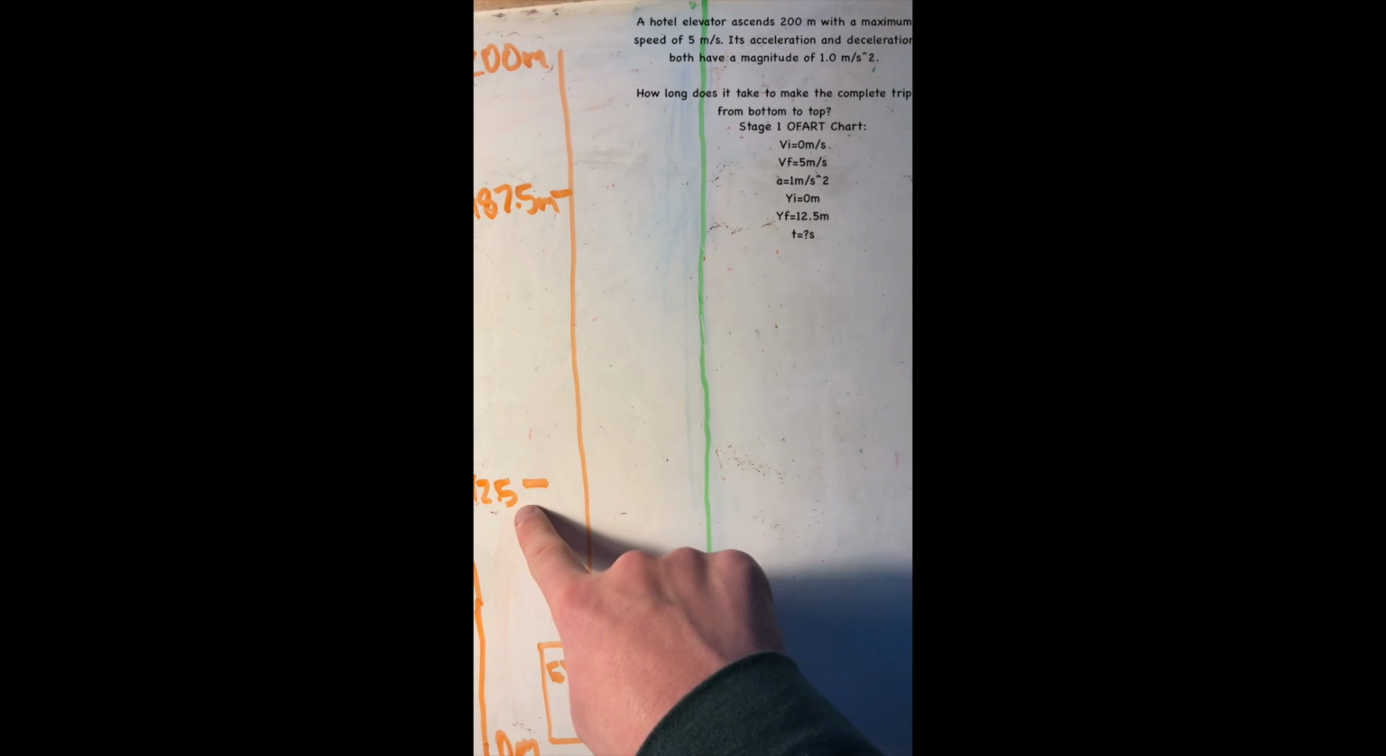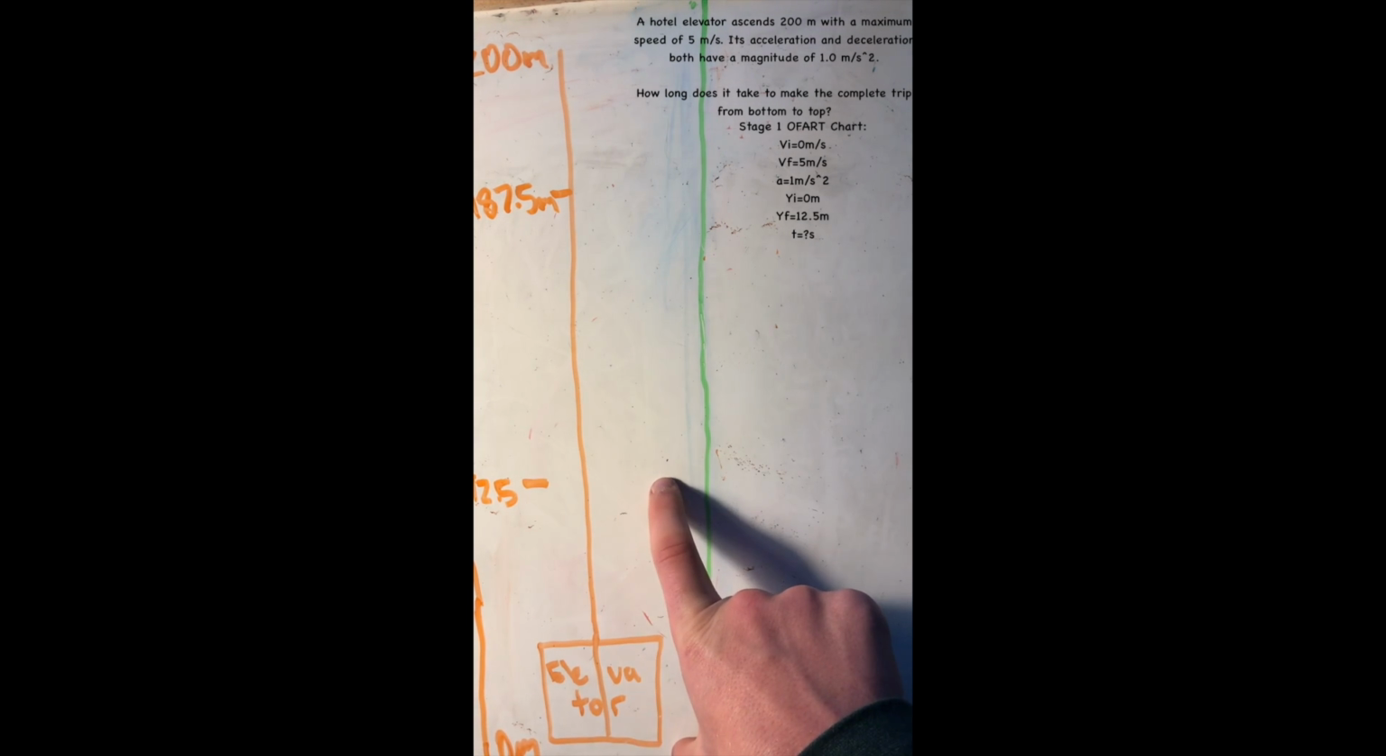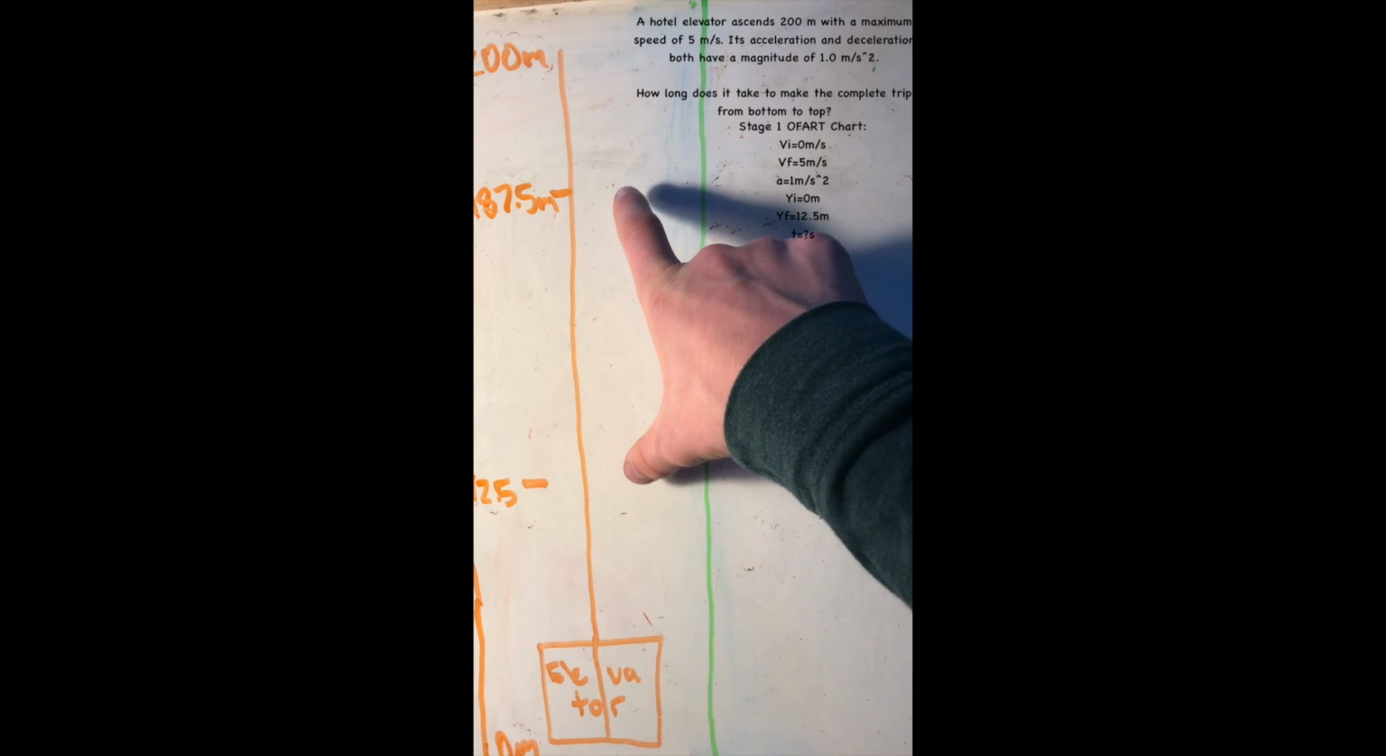As you can see right there, I have put the OFART chart for the previous problem in the homework, and I added our 12.5 meter value up there so that we know that. That's our X final. So that's the OFART chart for stage 1 in this case. So now we have to find the OFART chart for stage 2 as well.